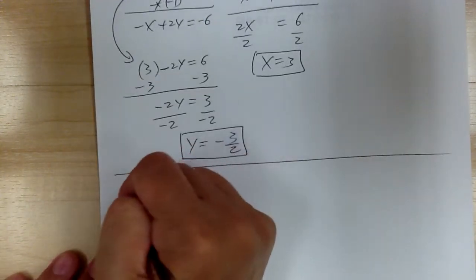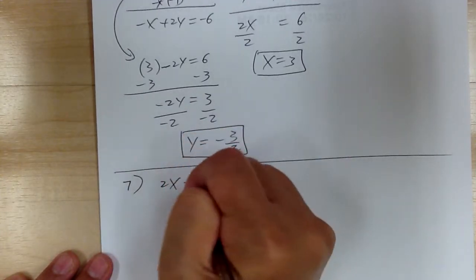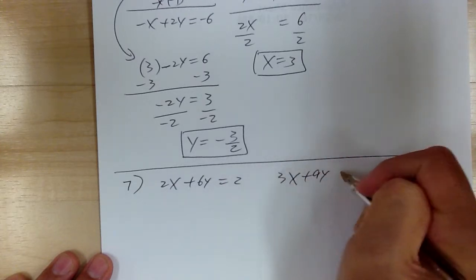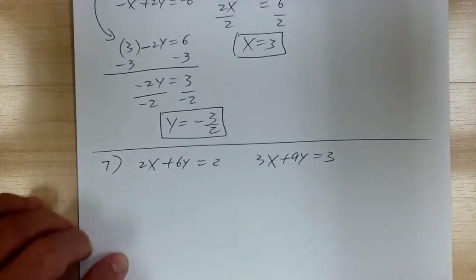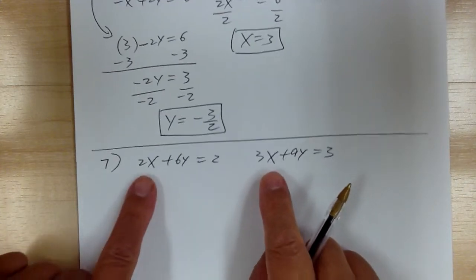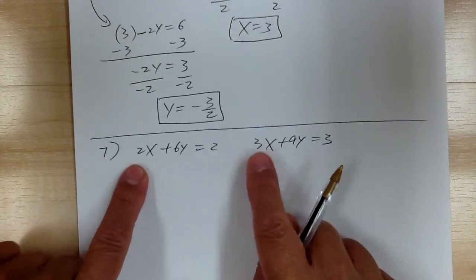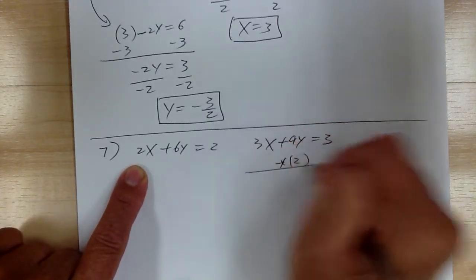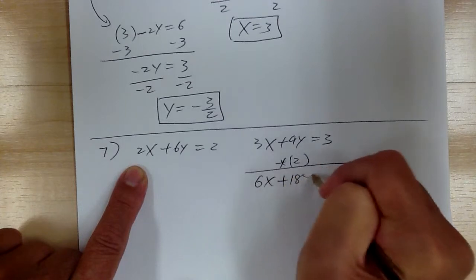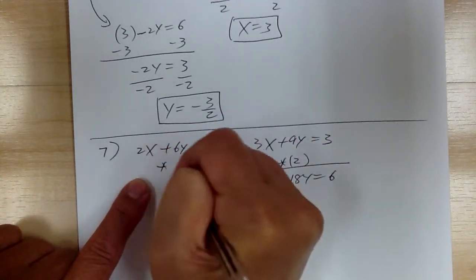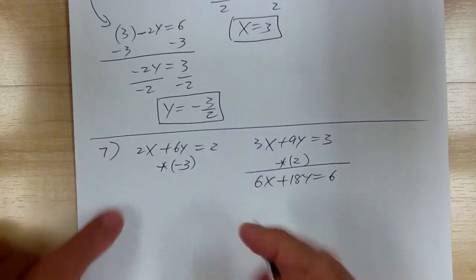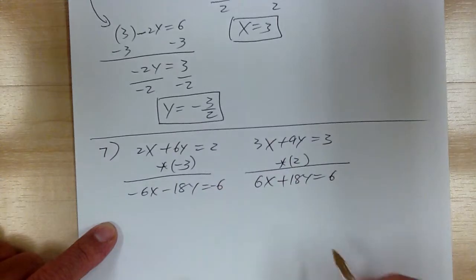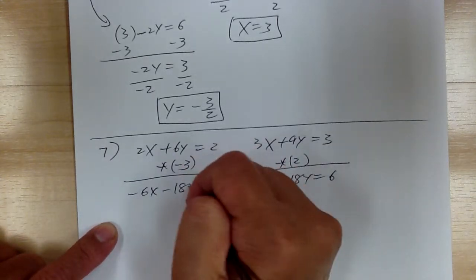Okay, let's go to number 7. You've got 2x plus 6y equal to 2, and 3x plus 9y equal to 3. In this case, I'm going to make the x opposite because they are lower numbers, so they'll be easier to do. So for 2 and 3, your least common multiple is 6. So I'm going to multiply this by 2 to get to the 6. And I'm going to multiply this by negative 3 because they have to be opposite, right? So minus 6x minus 18y equal to negative 6. So I'm going to put it underneath here.